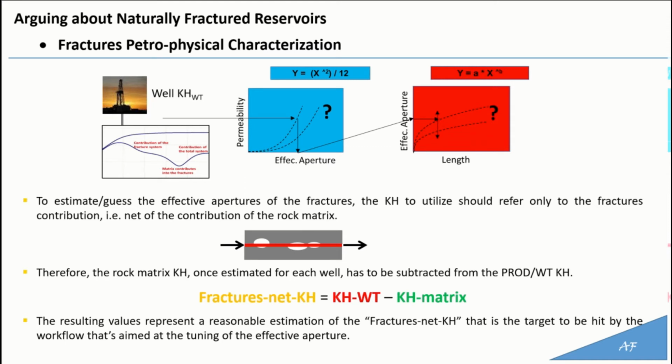Therefore, the rock matrix KH, once estimated for each well in the area investigated by the well test, has to be subtracted from the total estimated well test KH to get a kind of fracture net KH that is the target of the discrete fracture network calibration in the 3D model.